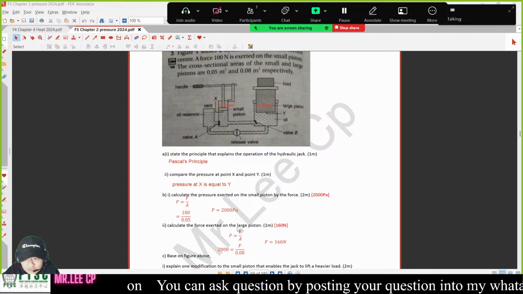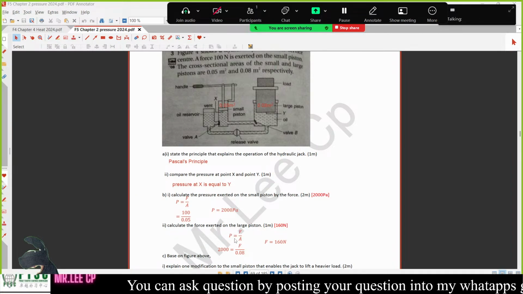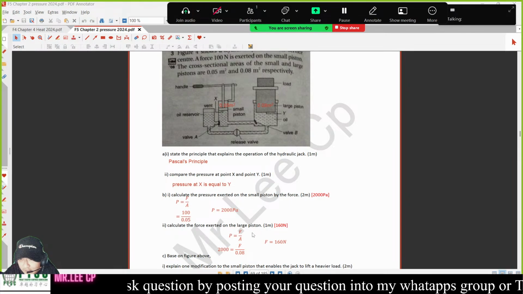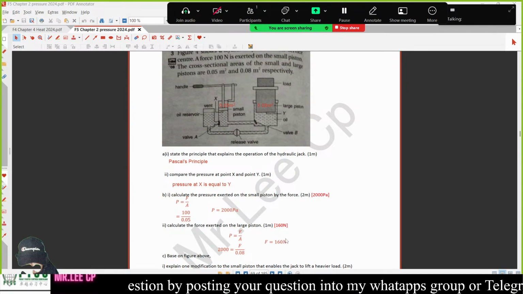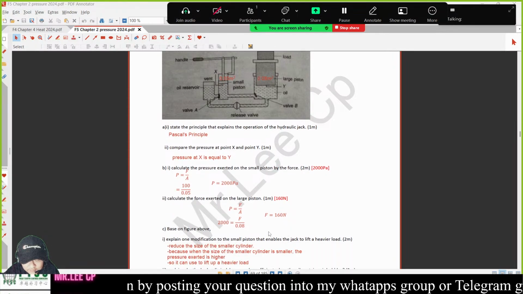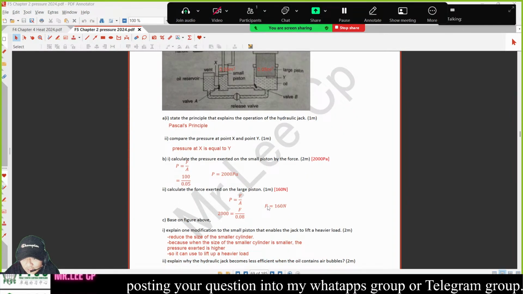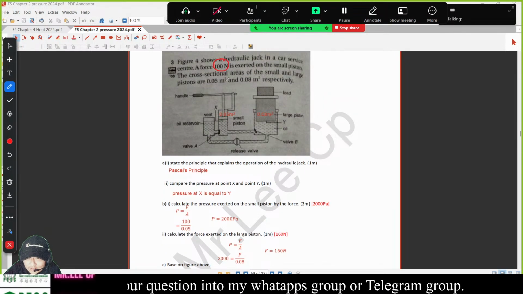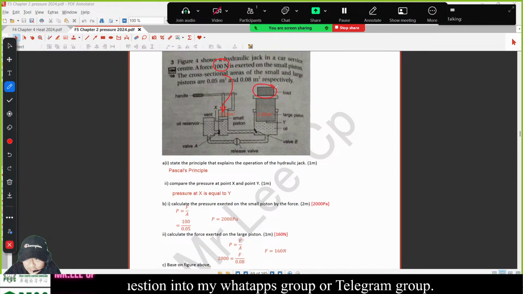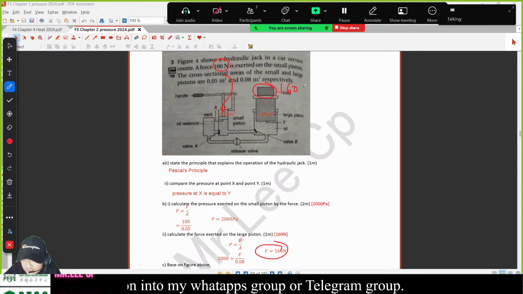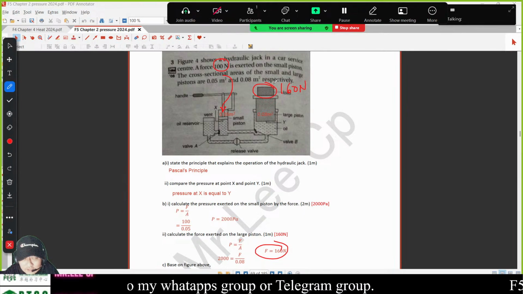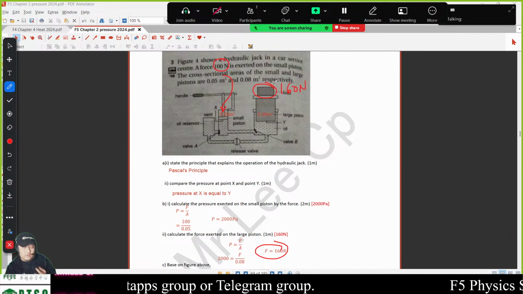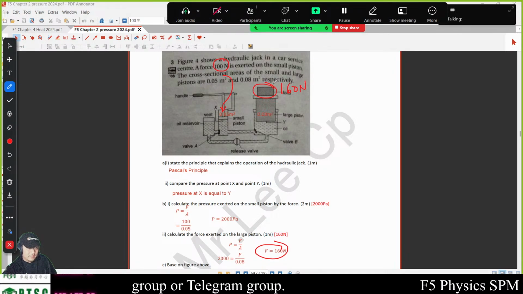Calculate the force exerted. Pressure equals force over area. Pressure is 2,000, as we just calculated. Area for the larger one is 0.08. Multiply it and you get 160. Now, how much is the multiplying factor? Here you apply 100, and the force output is 160. It does not have to be a whole number, but mostly they give a whole number.